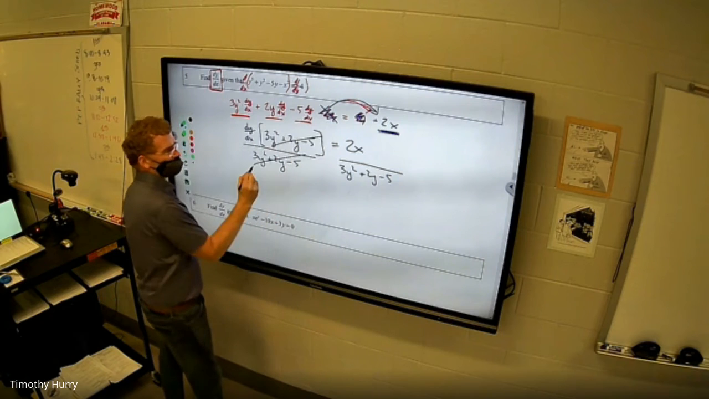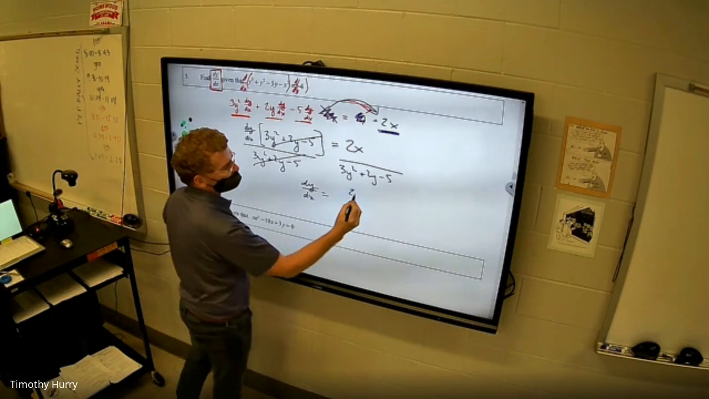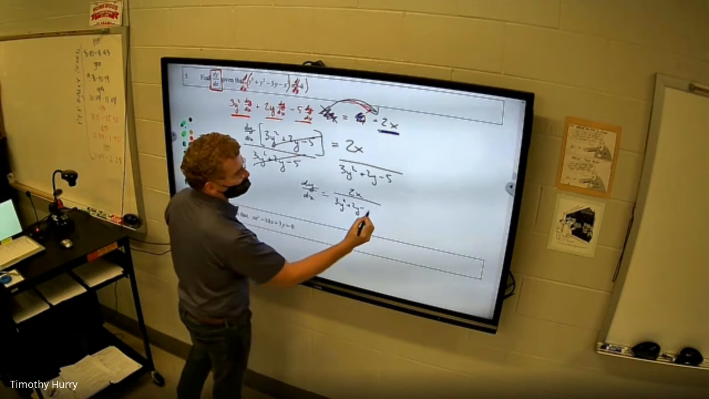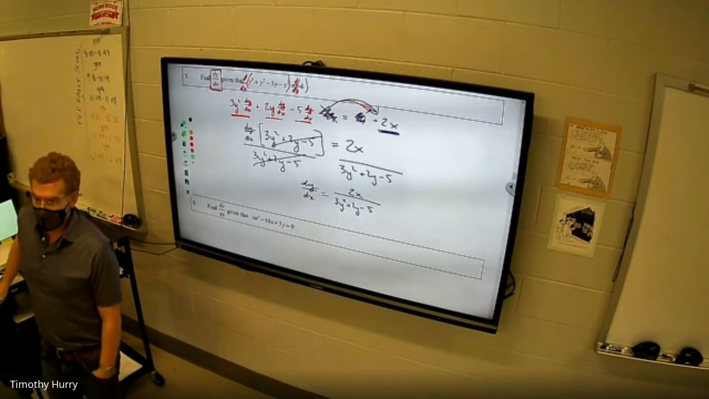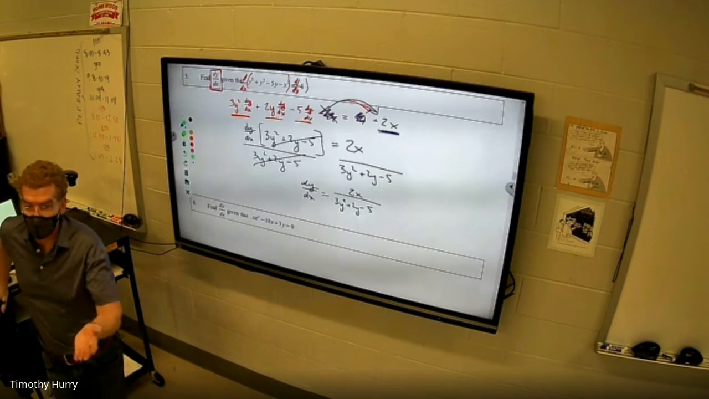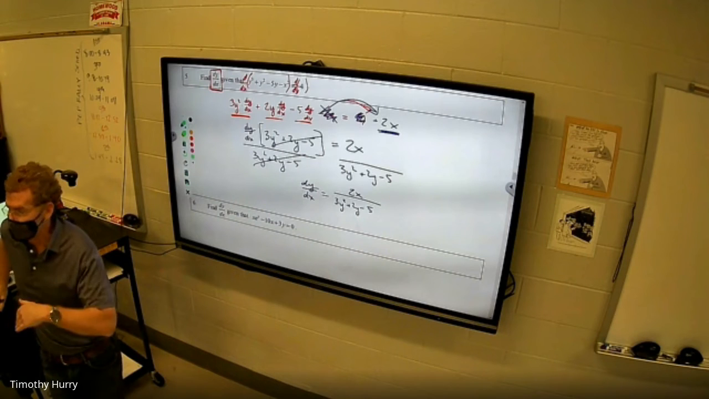Now that cancels, and I have dy/dx, which is 2x over 3y squared. Now, what's different about this derivative than other derivatives? There's two variables in there now. So normally when I was taking the derivative, all I needed was the x coordinate, right? Now when I take the derivative, I need the x coordinate and the y coordinate.